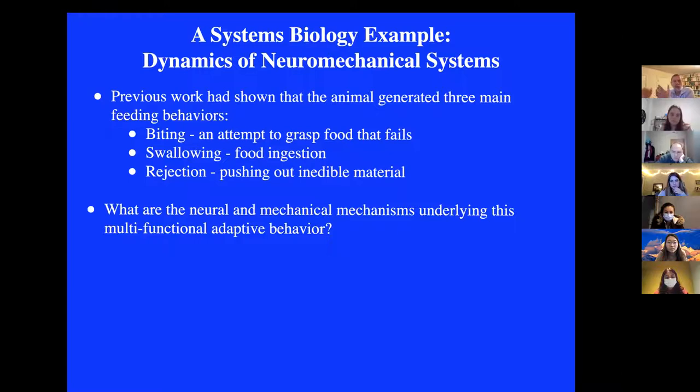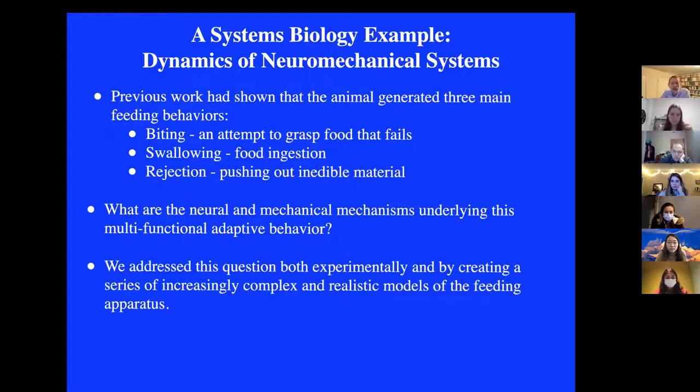So the question that I've been focused on is, what are the neuromechanical mechanisms underlying this multifunctional adaptive behavior? And so we address this question both experimentally and by creating a series of increasingly complex and realistic models of the feeding apparatus. So usually at this point, I just jump to the latest model and I talk about what we've learned. Instead, what I'm going to do for you is show you the iterative process that we went through to actually understand more about the system.